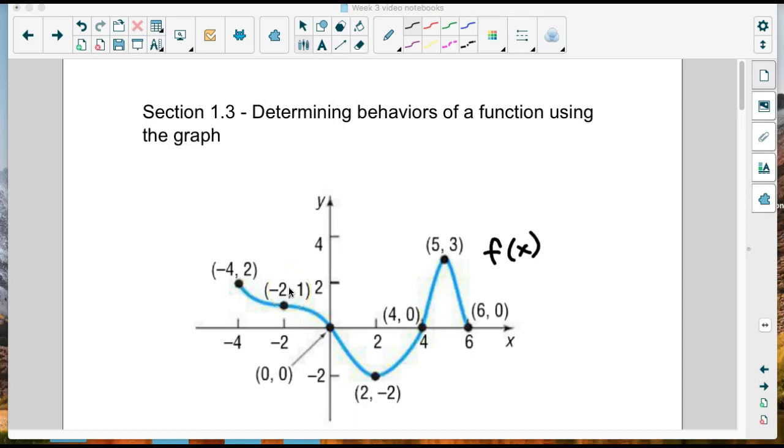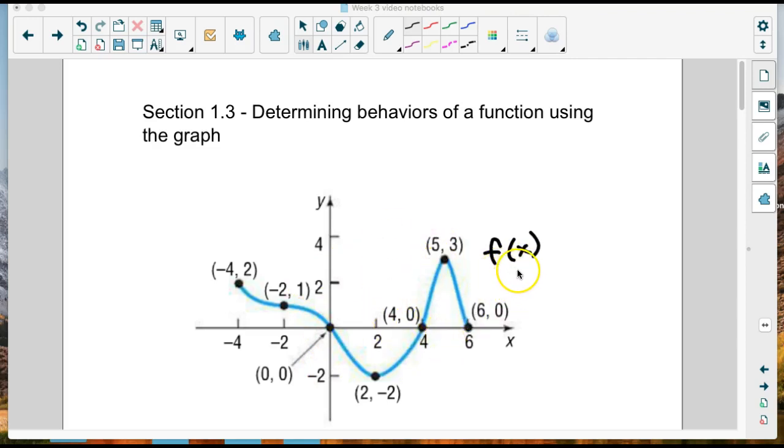Hello, and in this recording we're going to be looking at some different behaviors of a function based upon the graph of the function. We're going to look at this particular function. We first of all determined it is a function by looking at the vertical line test. A vertical line crosses through only once anytime we draw that there. So this is a function.